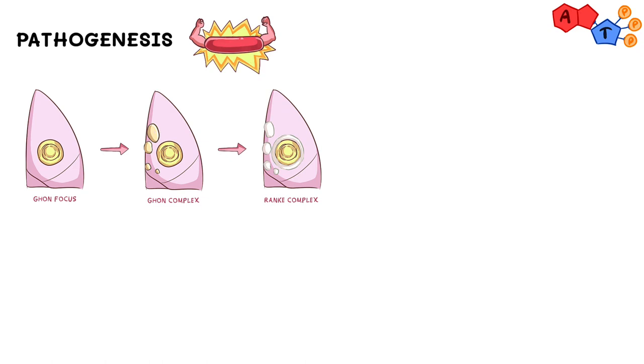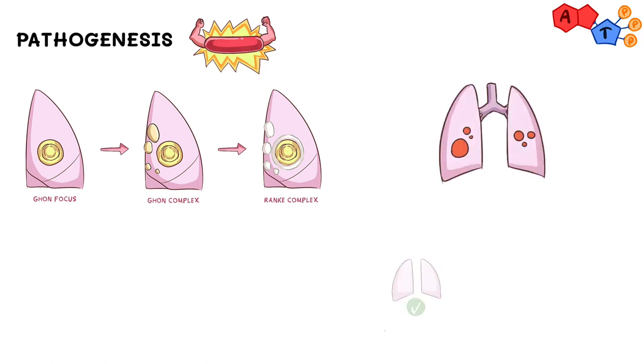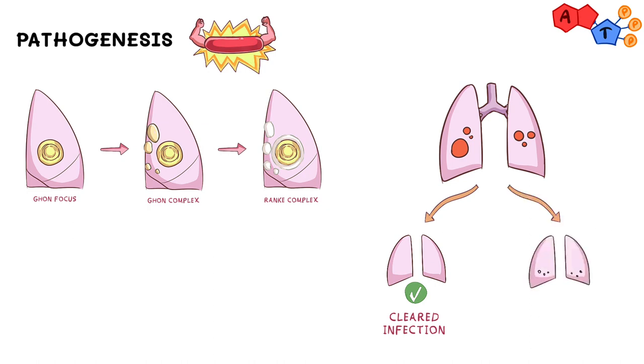Now, there are two scenarios that can happen. Either the immune system is finally able to kill off the Mycobacterium tuberculosis, and that's the end of the story, or the Mycobacteria remain viable. Even though they're walled off, they just remain dormant. This is known as latent TB.